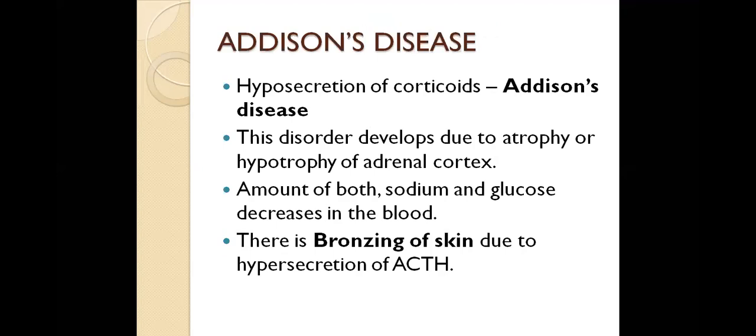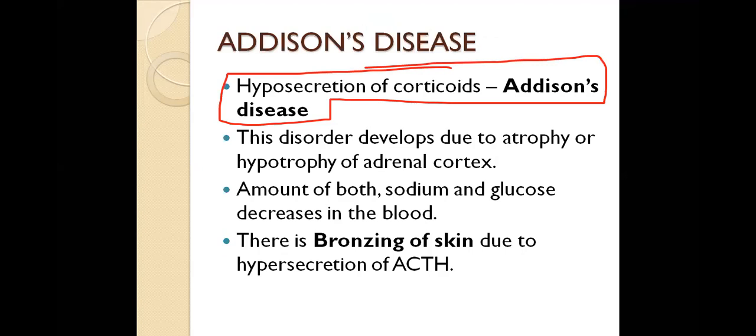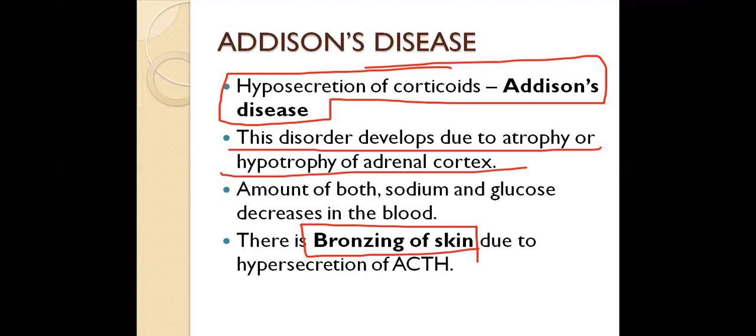This is very important. Hyposecretion of the corticoids leads to Addison's disease. How do you recognize Addison's disease? Bronzing of skin patches, which is due to the hypersecretion of ACTH. The disorder develops due to atrophy or hypertrophy of the adrenal cortex. The amount of both sodium and glucose decreases in the blood.